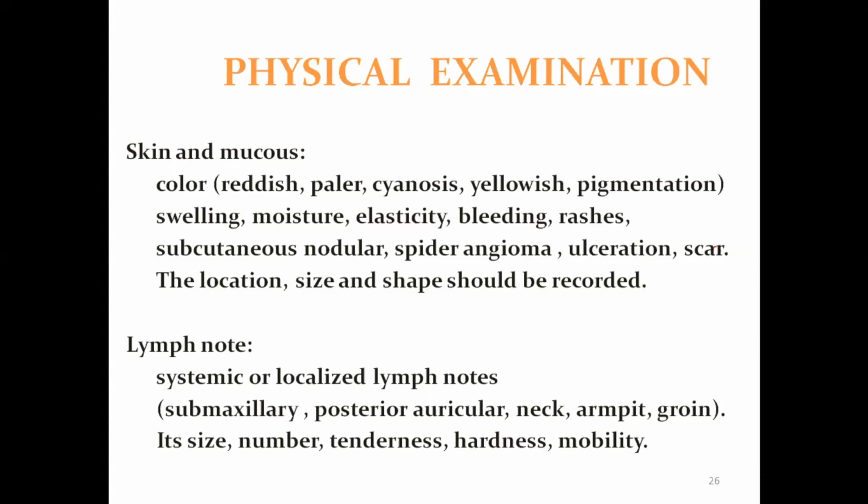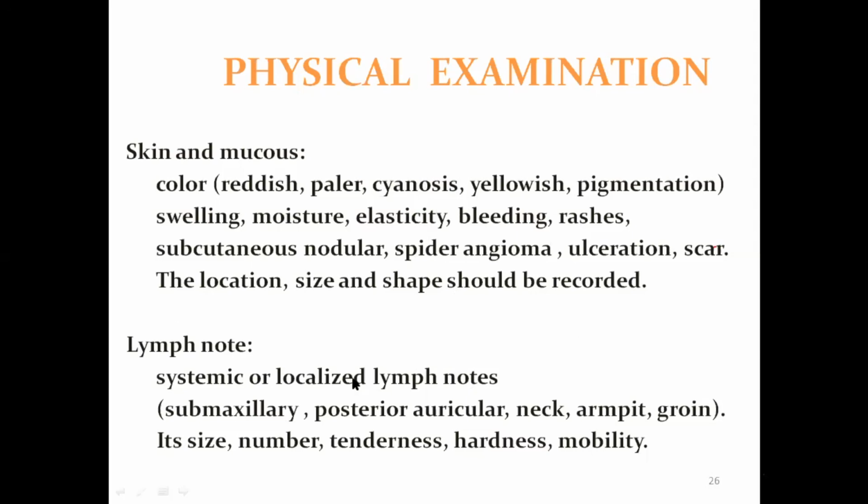So this is very important: you should not miss any of these things. You should write in exact order and place, not just write yellow pigments on the skin. No, you have to write where you find yellow, brownish, or red pigments and in which area of the skin. For the medical record, this should be specified.